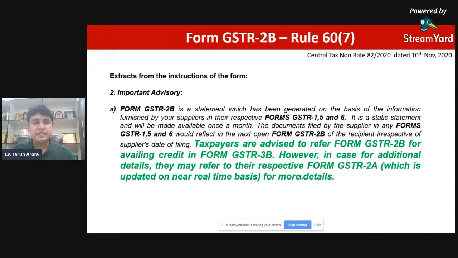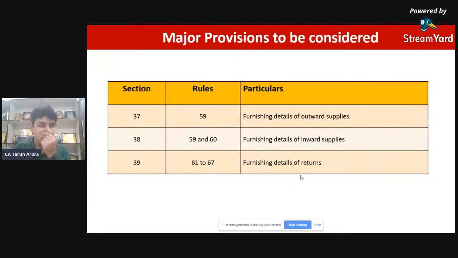So I am leaving my GSTR 2B aspect only till this level, and now starting on with the objective or the agenda for today's discussion. That is the QRMP scheme, quarterly return and monthly payment scheme.